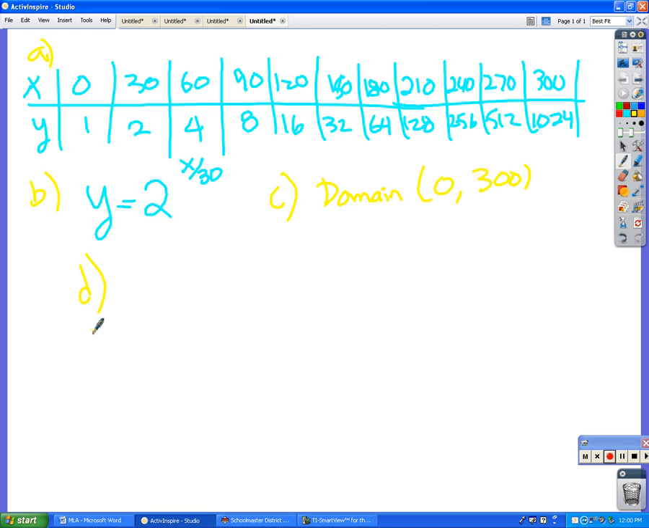D, how many E. coli bacteria will be present after the 10th 30-minute interval? So 1, 2, 3, what is it? 512. Because 1, 2, 3, 4, 5, 6, 7, 8, 9, 512.